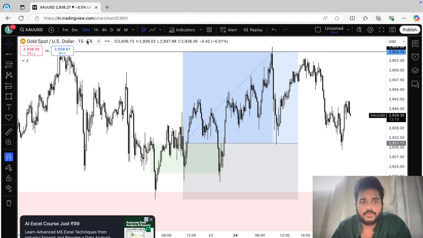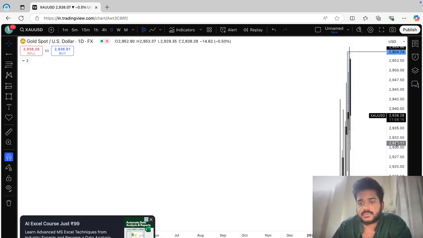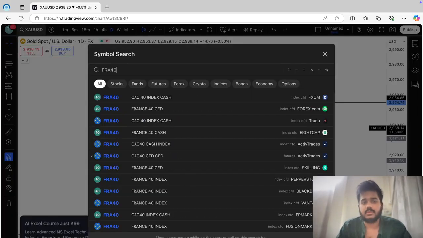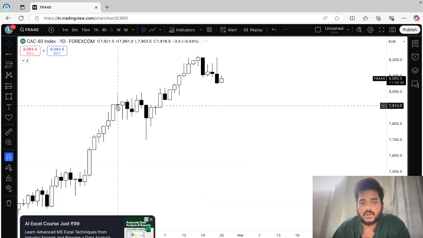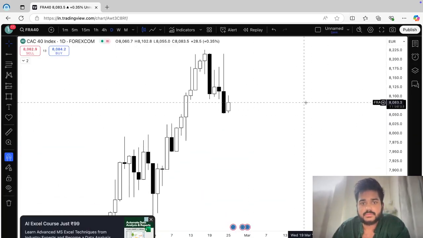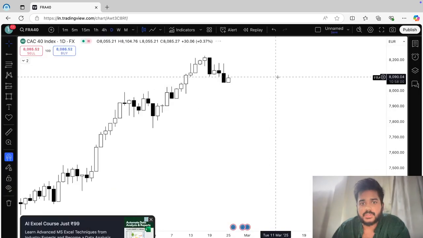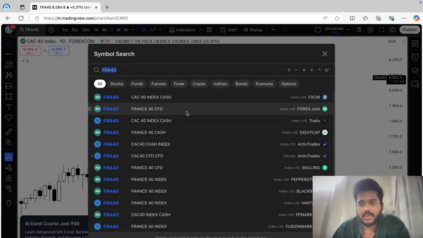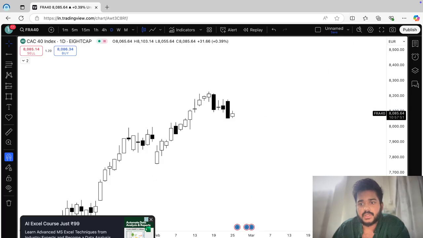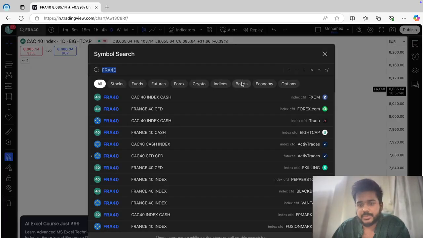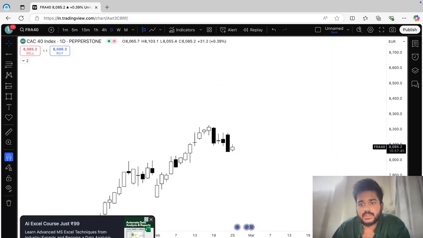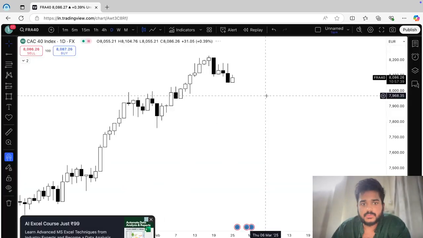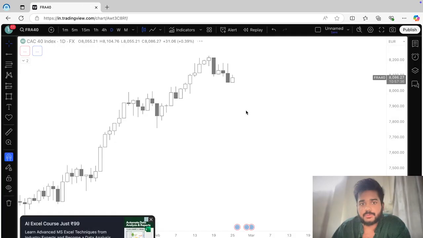And for now, today, we're gonna look at firstly, we're gonna look at France 40. I'm gonna open the forex.com chart, okay? Can have a look at the other brokers as well, but they are quite different over here. So we're gonna have a look at this one. And also we got 8 cap over here as well. So multiple. Which one should we prefer? We have Pepperstone over here as well. So I'm gonna be looking at forex.com charts.